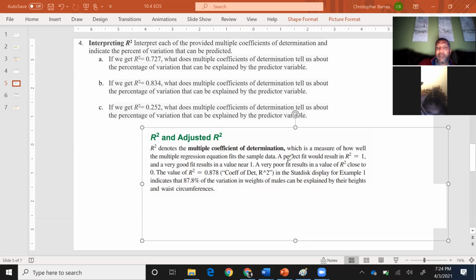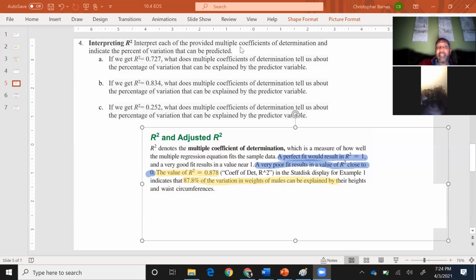go aspect. But the very important part is, you could say, if I'm trying to understand it, a perfect fit would be R squared equals 1, right? A very poor fit results in a value of R squared close to 0. Right. But then it goes into detail that says the value of R squared equals this, pretty much translates into 87% of the variation of weights can be explained.